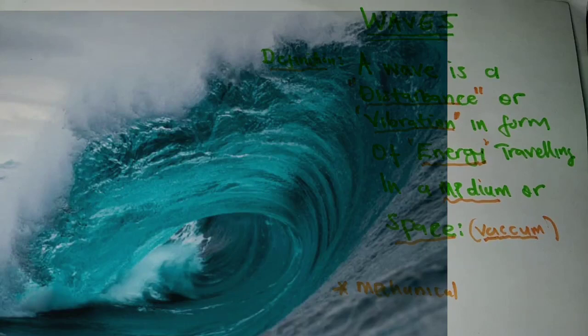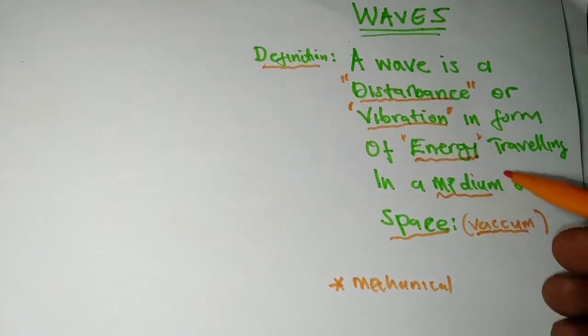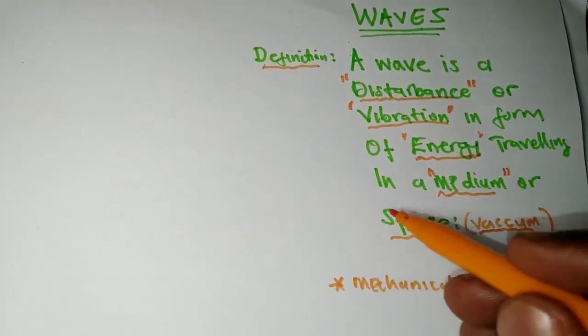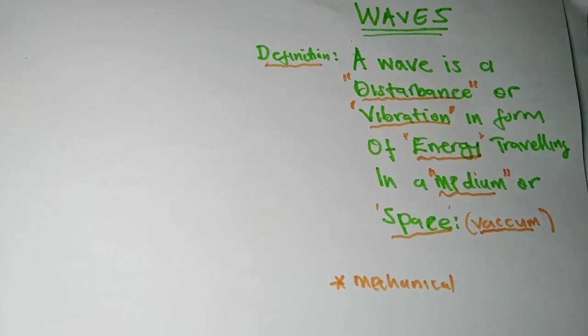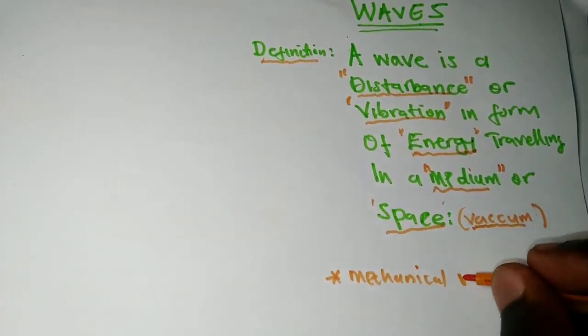Now from our definition, we can say that we have two types of waves. Some require a medium, so we say traveling in a medium, or space, or a vacuum. This leads us to two types of waves. Number one, we've written down here: mechanical waves.